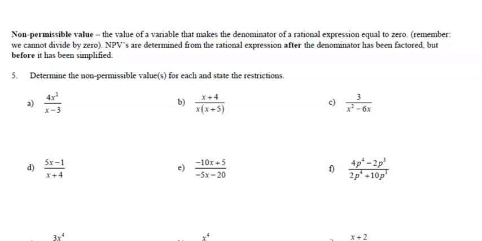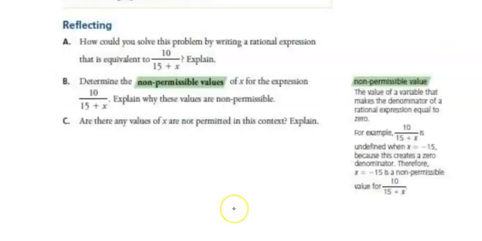NPVs, non-permissible values, are determined from the rational expression after the denominator has been factored, but before it has been simplified. Okay? So if we have a denominator, we may have to factor it in order to figure out the NPVs. Now, an NPV is where, so you got this 15 plus x here. An NPV is where we say x is equal to negative 15, right? That is the value that is not permitted. What can't you put in there? I can't put in 15. What is the value you cannot put in? I cannot put in x equals negative 15.